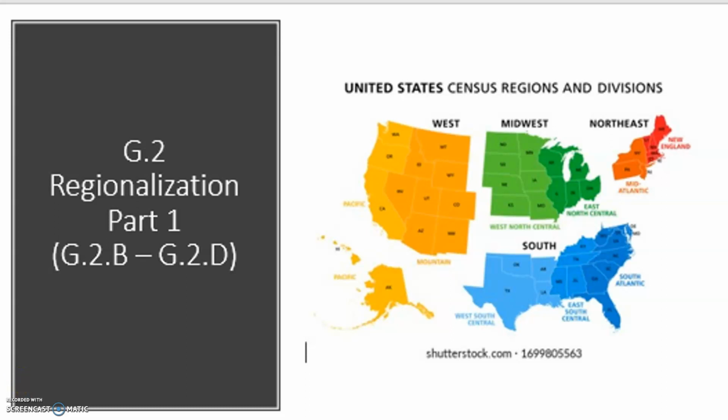All right, everybody, we are going to finish our notes. It's actually part 2, and they are on G2B, C, and D. C and D are really short, and B is not long. So again, this is on regionalization, which is making regions and places.